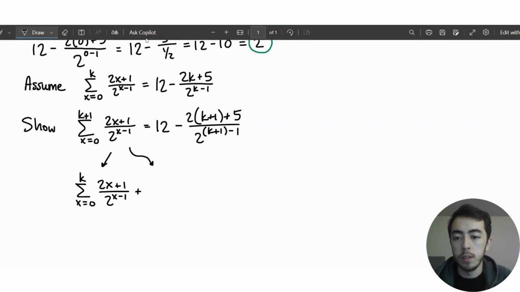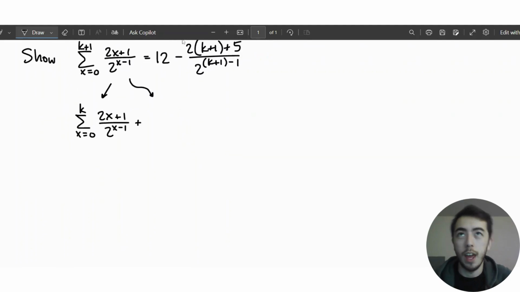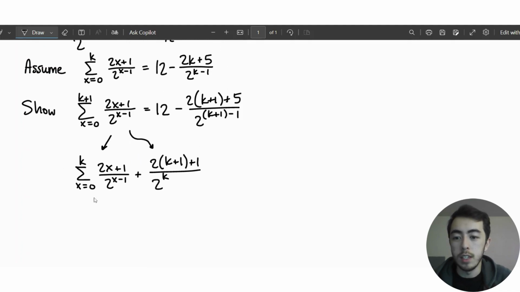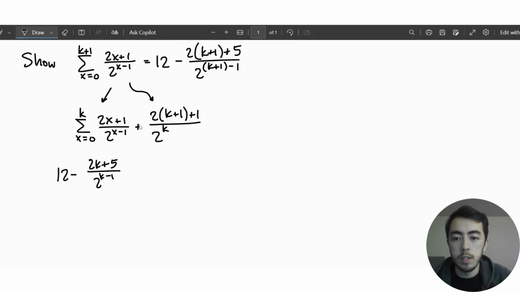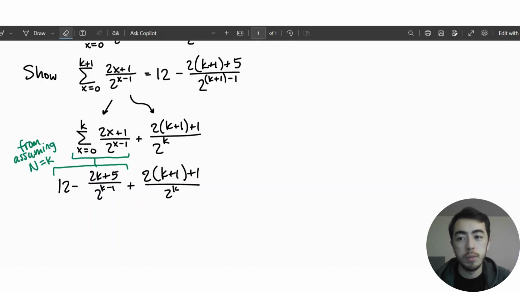So here is the sum that goes up to k, and then my next term will be the k plus 1th term. So that would be inputting k plus 1 anywhere I see an x. And in the denominator here, k plus 1 minus 1 is just going to be k, like that. I know from my assumption step that this sum right here is going to be all of this stuff there. So I'll do some substitution and replace the sum from 0 to k with 12 minus 2k plus 5 over 2 to the k minus 1. And this part, this k plus 1th term, is still going to be there, so I'll write it out. And ultimately, again, my goal is to show that this stuff down here is the same as this up here.